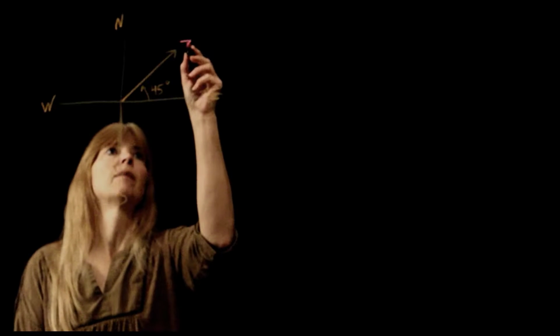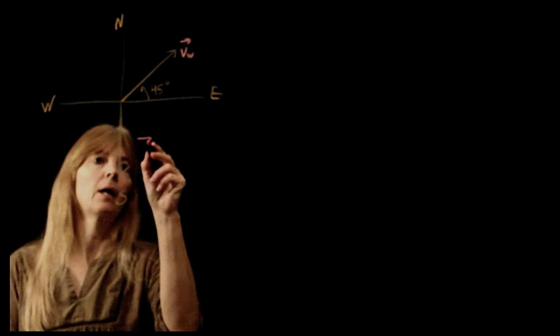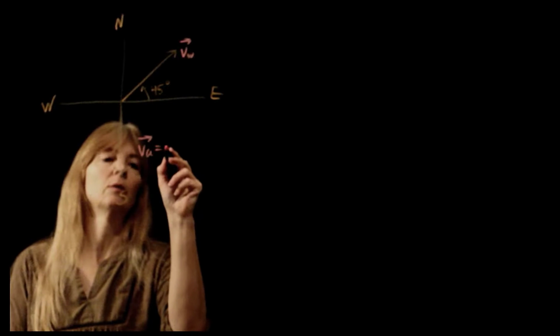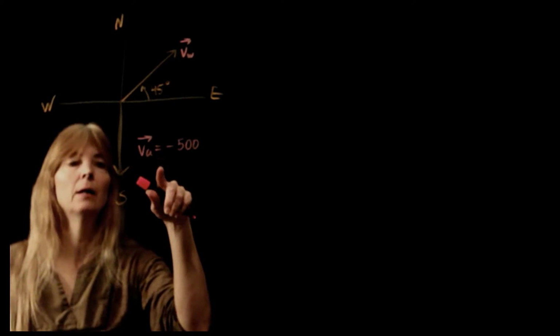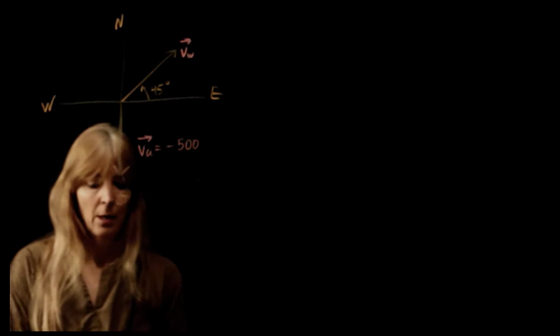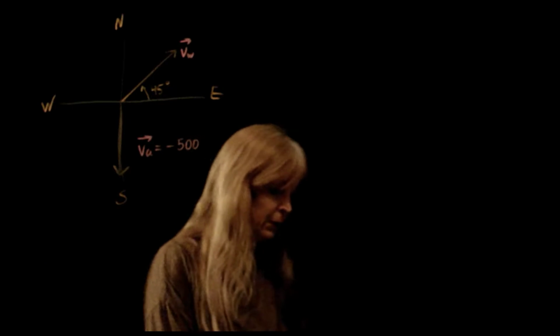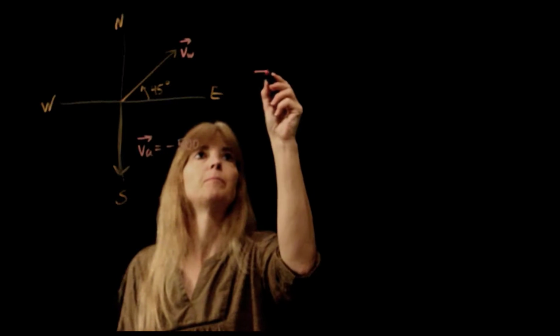So from here I can label things. In fact it said to use this for the jet stream, and then for the air, this is 500 miles per hour, but it's south, so it has to be negative, okay? So we know that this is going to be my vertical component. All right, so then from here, what it wants me to do is to actually find this vector.